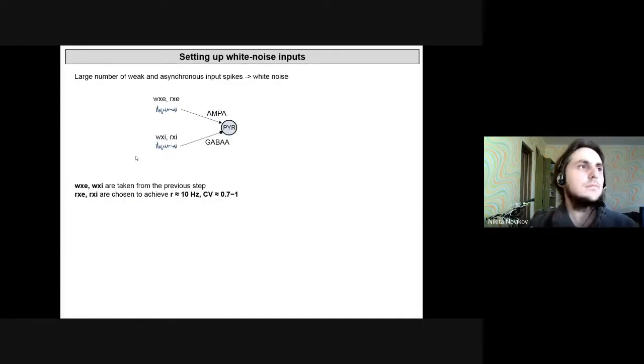Okay, so of course we're able to model only a small network, which is embedded in a huge cortical network. So each neuron receives many external inputs. When you have many inputs, each of them is weak, and all of them are asynchronous. This spike train, in fact, could be represented as a white noise signal. I generated white noise signals and delivered them to AMPA and GABA-A receptors.